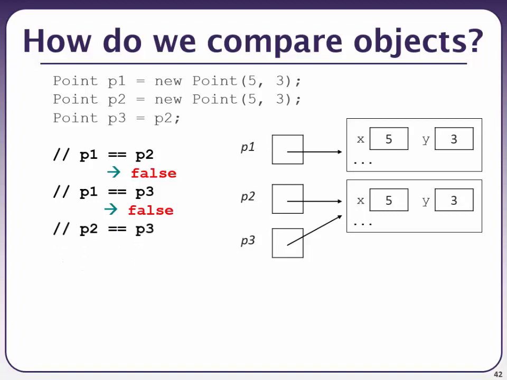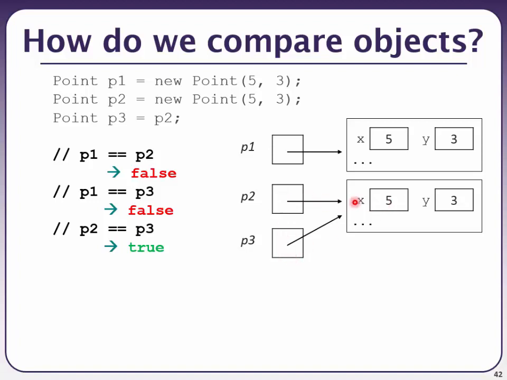Last example, obviously, p2 and p3. Well, that's interesting because now the comparison is going to result in true according to Java, but not because we have the same coordinates, which is again the semantic aspect, what the programmer wants, just because we have the same reference in p2 and p3.